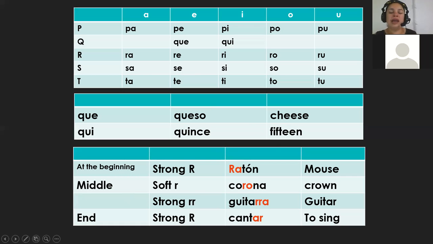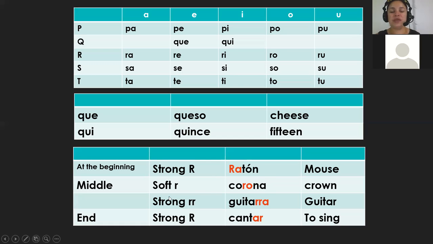And I have here some of the rules for the letter R. We have the strong R that most of the time is at the beginning and at the end of the words. The verbs in Spanish in the dictionary form end in the strong R. The strong R at the beginning of the word, like ratón. Ratón in English is mouse.